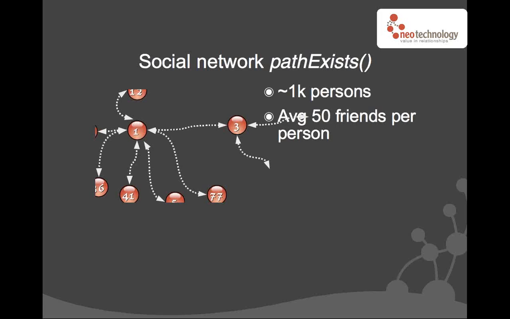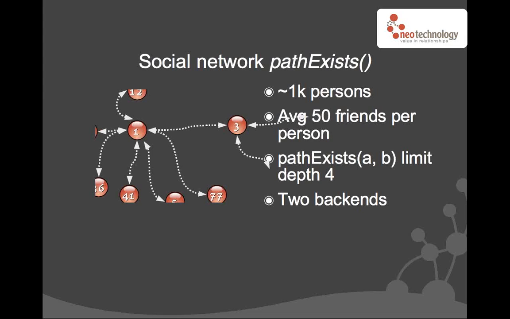We have 50 average friends per person, and we grab 2 people at random. Then we check: is there a path between these 2 people? We limit it to depth 4 because otherwise everyone is going to be connected to everyone. We implement this using 2 backends, an unmentioned but widely popular open source relational database, and Neo4j.